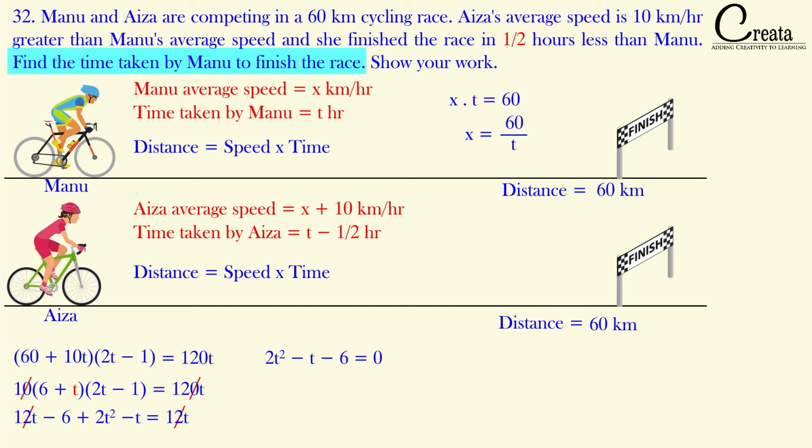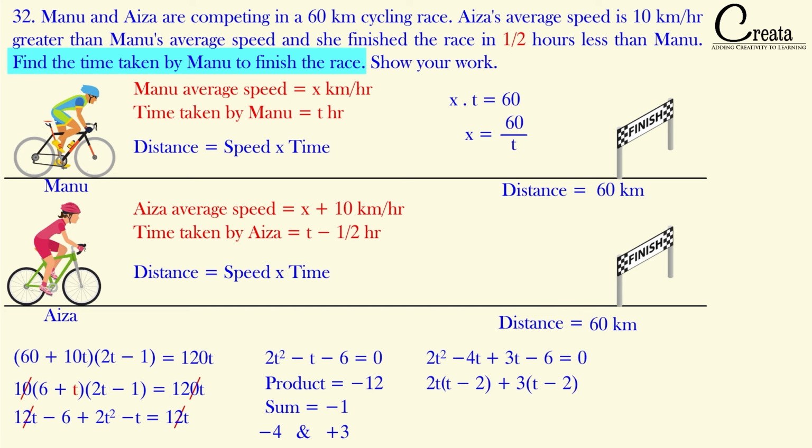Let's solve it. Here the product should be minus 12, that is minus 6 into 2, it is minus 12. And the sum should be minus 1. So we got the two numbers as minus 4 and plus 3. If we multiply minus 4 and plus 3, it will be minus 12 and minus 4 plus 3, the addition, it is minus 1. So we got our equation as 2t² − 4t + 3t − 6 = 0.